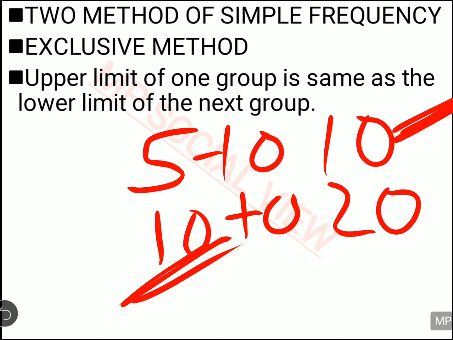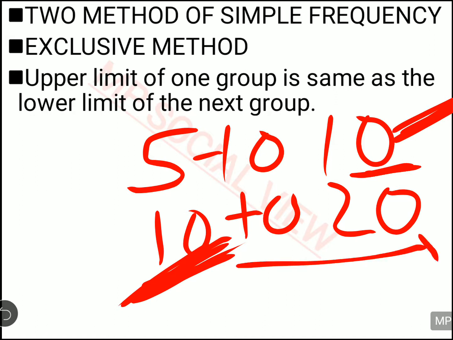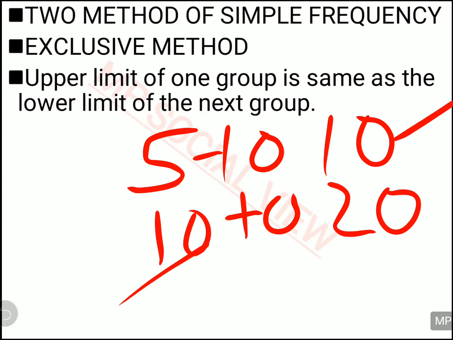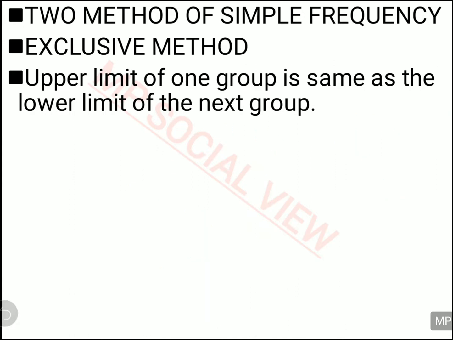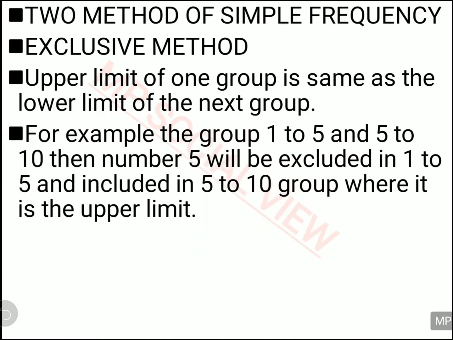Here you can see 10 is the upper limit, because in 5 to 10 the 10 is the upper one, and this 10 has become the lower limit in the next class. It has become 10 to 20. Here the upper limit is 20. So the upper limit of one class has become the lower limit of another class, and that comes under the exclusive method.